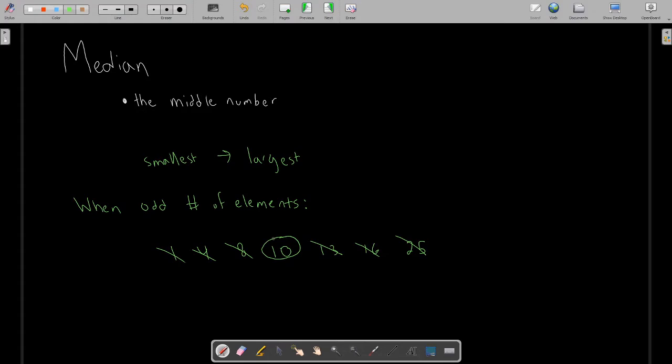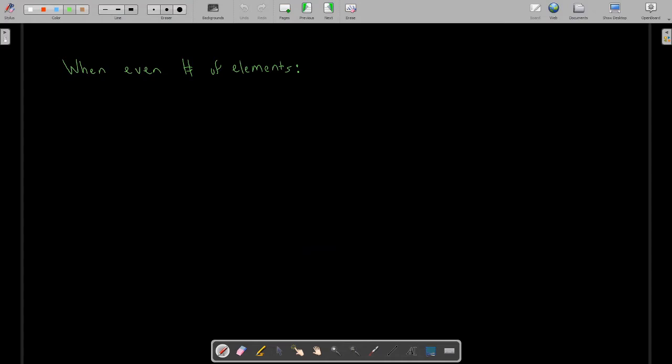But it won't always be quite that simple. For example, if we have an even number of elements, I'll do another example here where instead of having 7 data values, we will have 8 data values. We'll do the same thing here. We'll cross out the smallest and the largest, the smallest and the largest, and the smallest and the largest. Now we're down to 2 values, a 14 and a 16. If we did this again where we cross out the smallest and largest, we'd end up with no numbers left over. So what will we do?